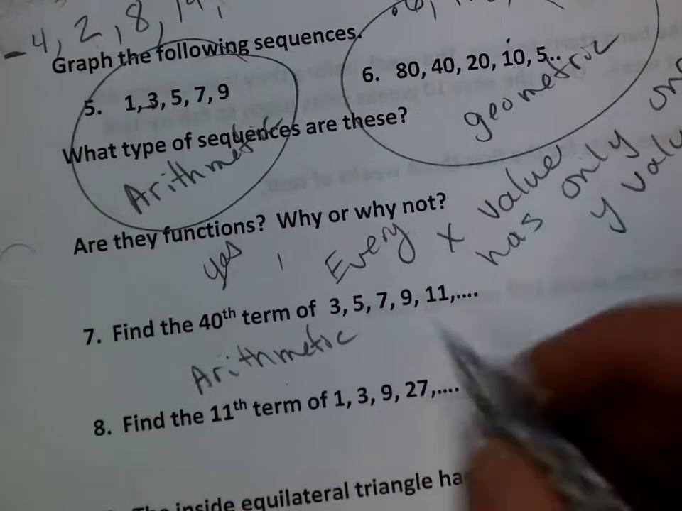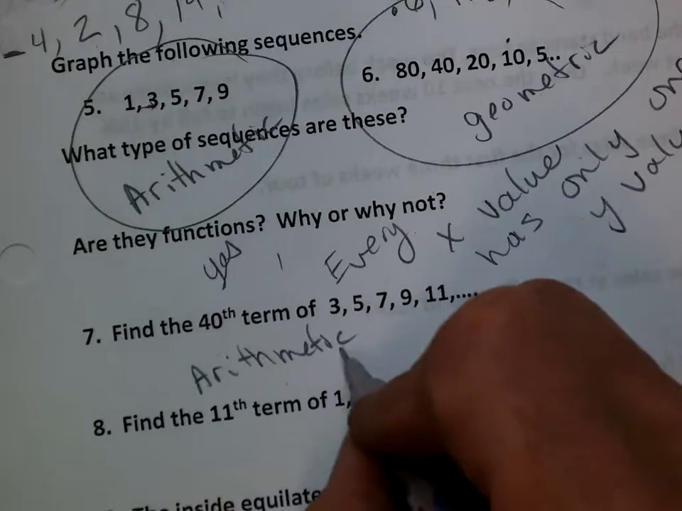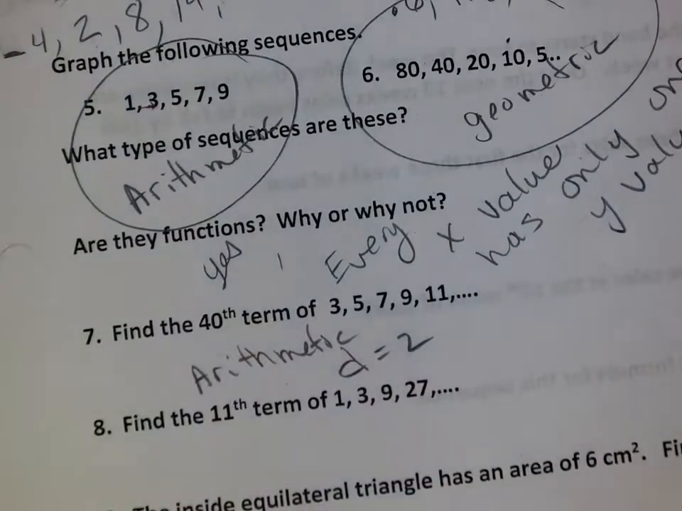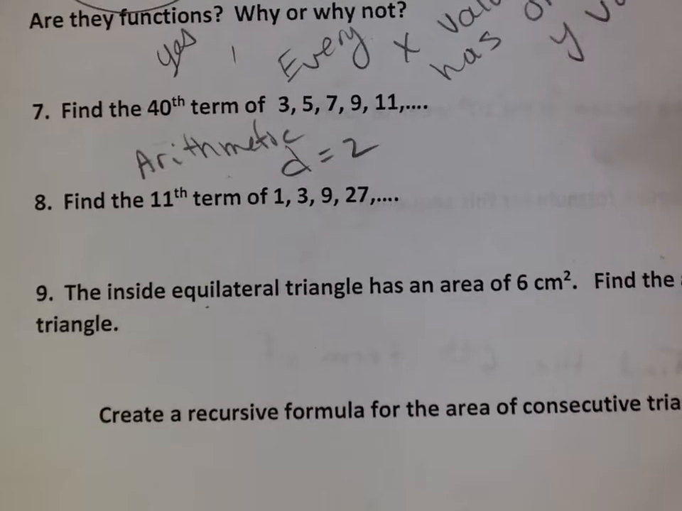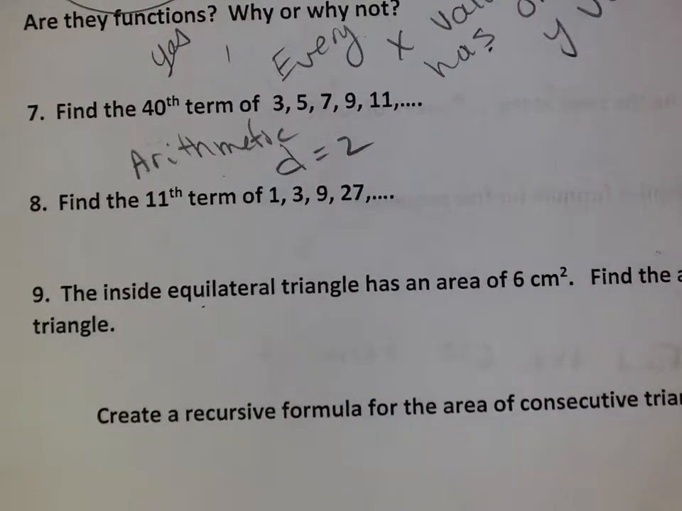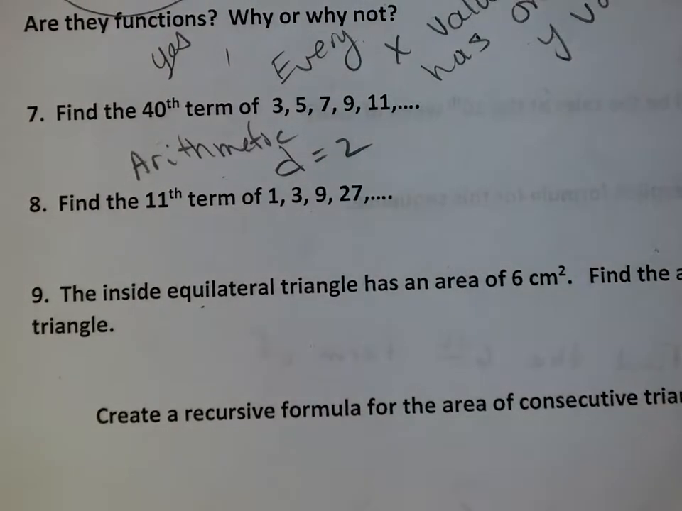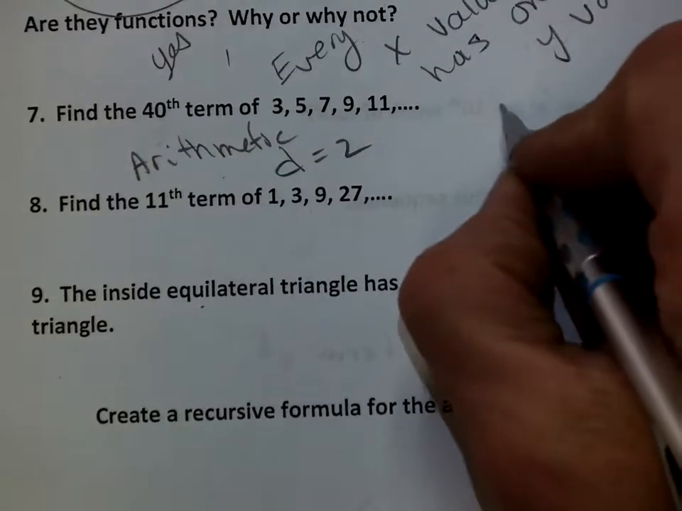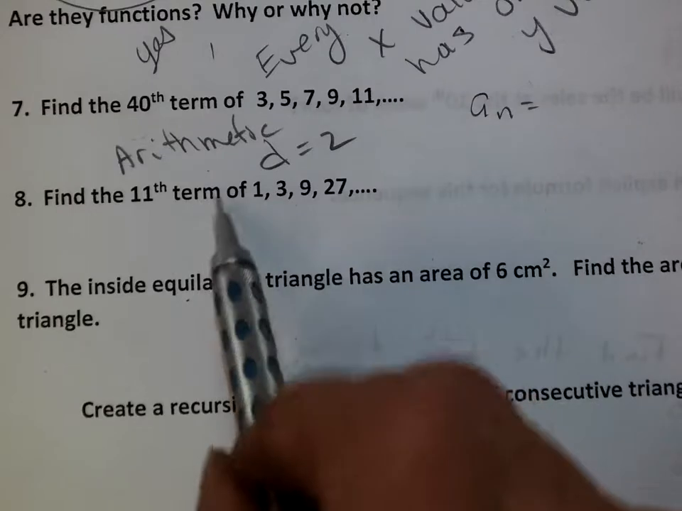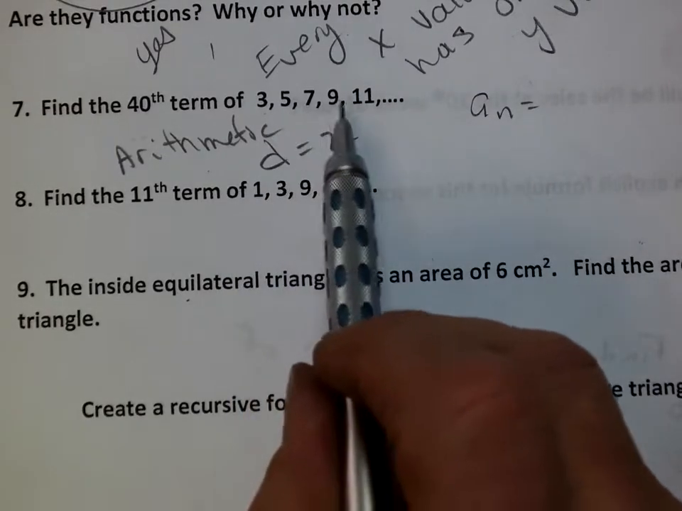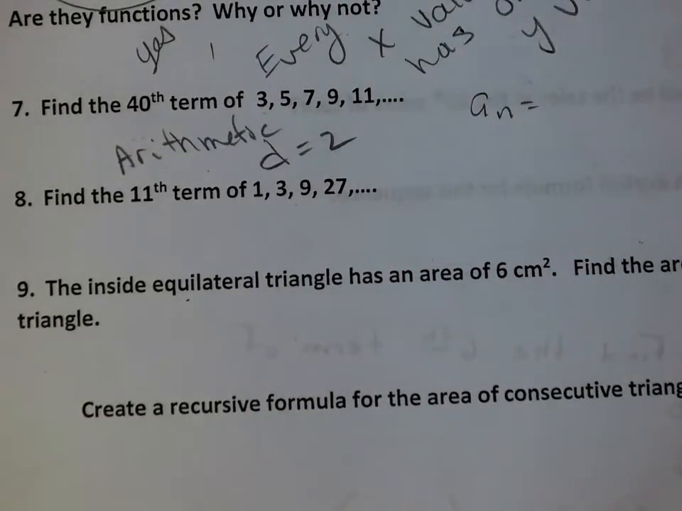Because what we're doing is adding 2 each time. So we'll say D is 2, okay? It's arithmetic. So I have a formula, and the formula's up on the board. Arithmetic, see it says AN. D is 2, because the difference between each term is 2. So we have a formula, it's over there by the Christmas tree.